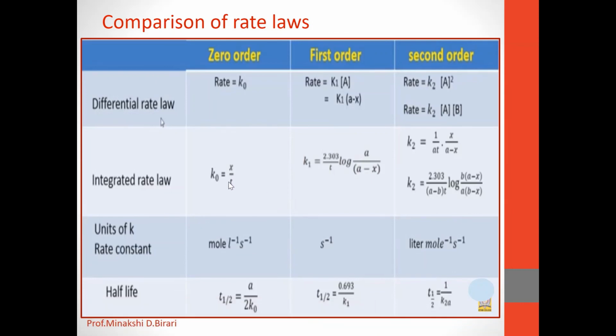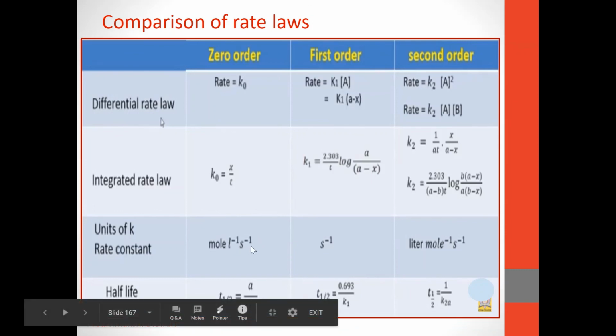Integrated rate law for zero order: K0 is equal to X upon t. For first order, K1 is equal to 2.303 upon t log of A upon (A minus X). For second order, K2 is equal to 1 upon at into X upon (A minus X) for equal initial concentration, and this one is for unequal initial concentration. So what are the units of rate constants? Unit of rate constant is mole per liter per second for zero order, per second for first order, and liter per mole per second for second order.